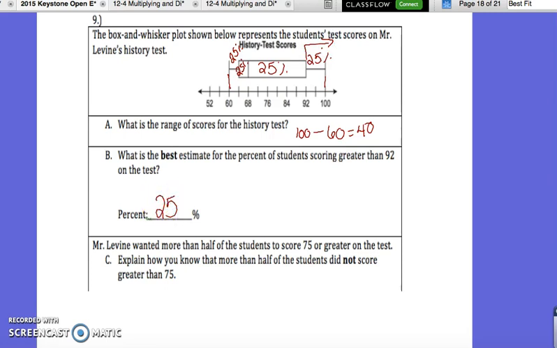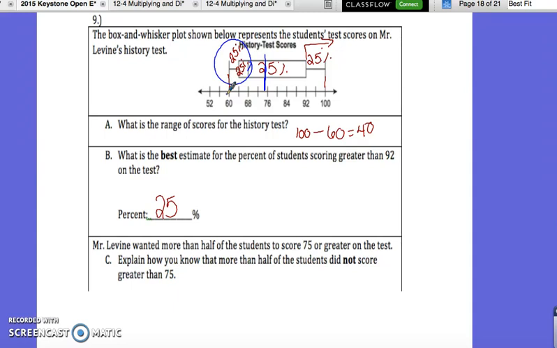For part C, Mr. Levine wanted more than half of the students to score 75 or greater. So 75 is approximately right here. Explain how you know that more than half did not score greater than 75. Well, you know that 50% scored less than a 68. So 50% were below 68, which means that you can't have more than 50% being greater than 75.